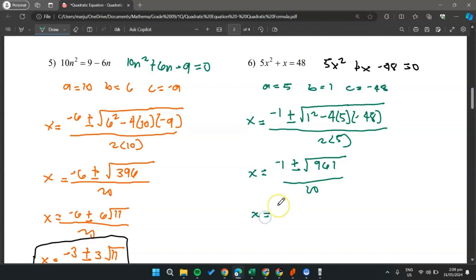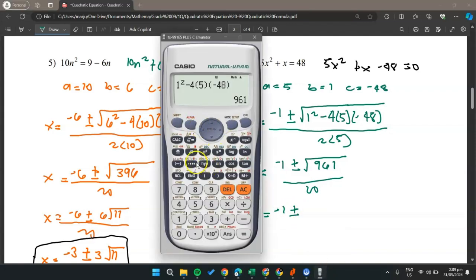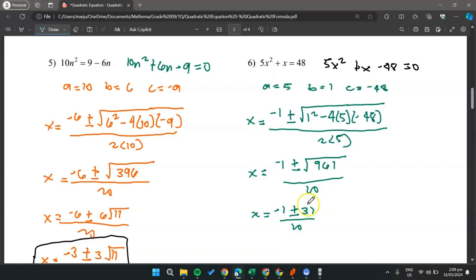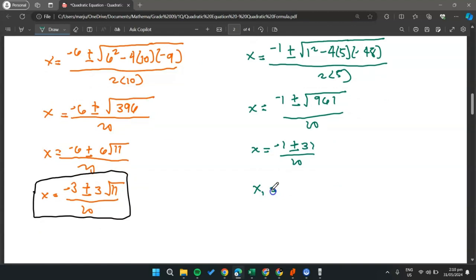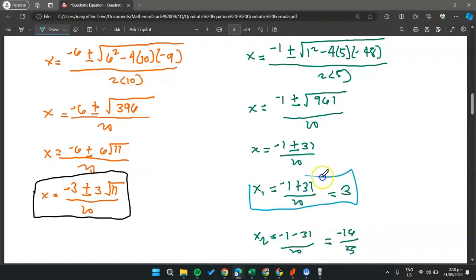And then again, we are going to get the square root of 961. The square root of 961 is just 31, so we'll do 31 all over 10. To solve for x, x1 is negative 1 plus 31 over 10, and then x2 is negative 1 minus 31 over 10. This will give us 3, and this will give us negative 16 over 5. So these will be our values for x for number 6.